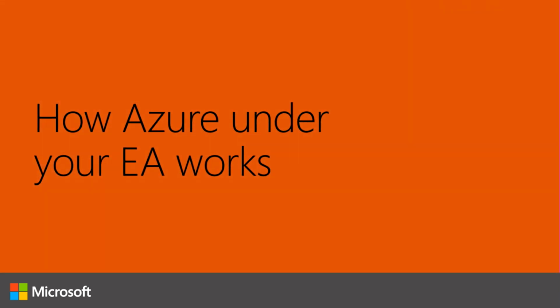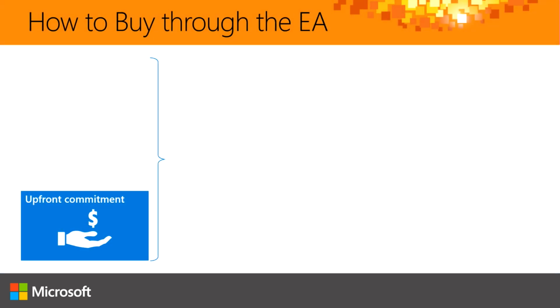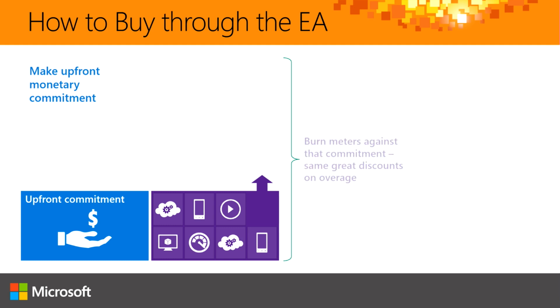So starting off, how Azure works under an EA. Typically you start off by making an upfront commitment under your EA. Now that doesn't have to be big, it can be very small, and you can then pay for what you use on a quarterly basis. But whatever upfront monetary commitment you make, you just simply consume services from Azure, right? And it burns down on the meters and it consumes that Azure monetary commit. So that Azure monetary commit can be as little as, I think, $1,200 in Australia. So not a lot of money to commit up front to get access to discounts and better pricing in Azure.